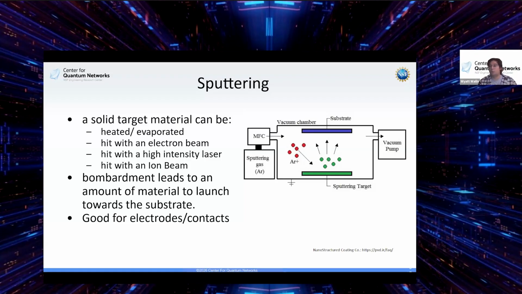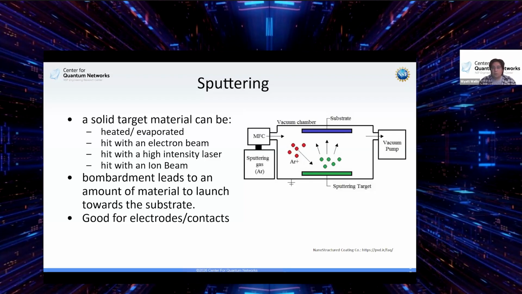And by substrate, I just mean your sample, whatever you're trying to deposit on. Some examples use magnetrons. Some examples use high intensity lasers. Others use straight up ion beams. The example I have here in this diagram uses specifically argon as a sputtering gas. Argon is a noble gas, so it shouldn't react with your sputtering target, and it's a largish atom, and so it will physically strike the sputtering target.